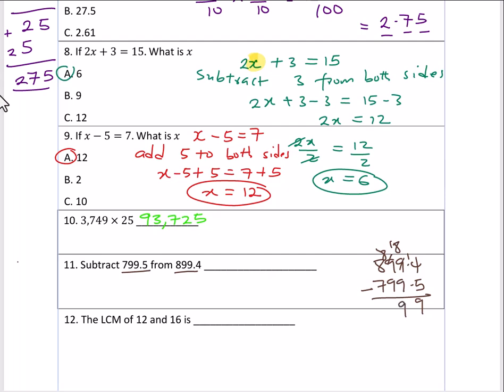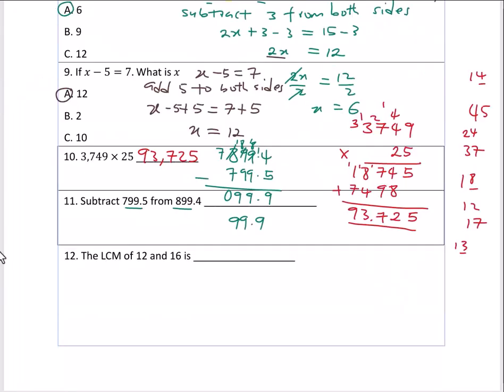This one is 8. 8 minus 9 cannot work, so we take 1 here. This one remains 7, so it's now 18. 18 minus 9 again is also 9. 7 minus 7 is 0. Remember to put the decimal point, so we'll have 99.9. And that's our answer for question number 11. For question 12, let's solve for the LCM of 12 and 16. There are two methods.